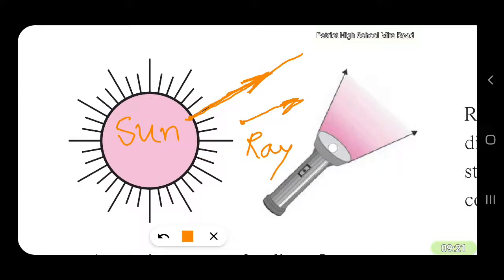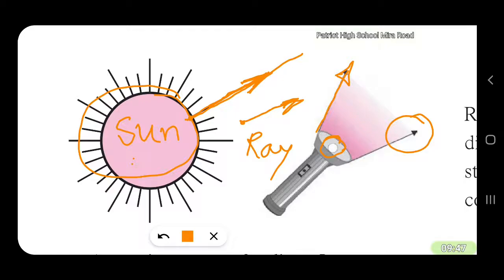This is the source of light. Sun is the source of light. Source means light is coming from the sun. Torch, the light is coming from this bulb of the torch. So you can see this is represented by an arrow. Here also you have an arrowhead showing that the light can go up to infinity.